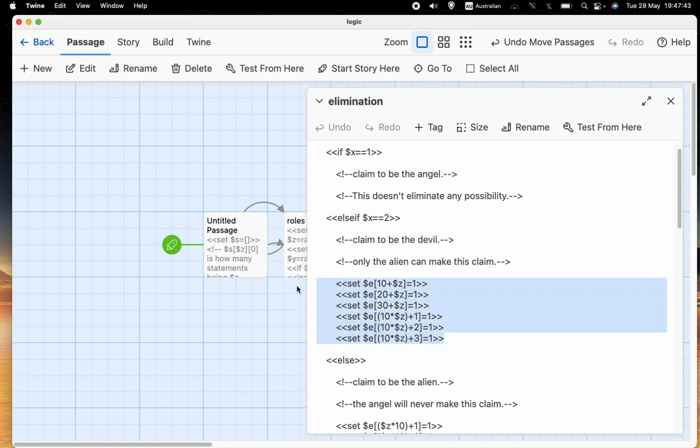So that's what we do here. We eliminate possibility 10 plus Z, 20 plus Z, and 30 plus Z, and we eliminate 10 times Z plus 1, 10 times Z plus 2, and 10 times Z plus 3.